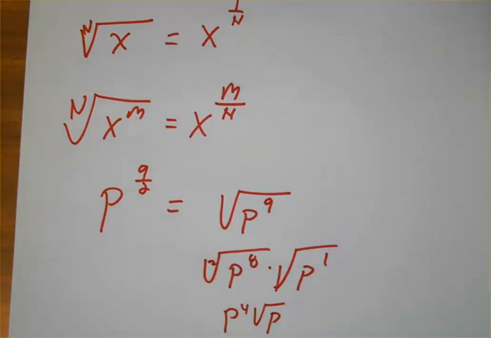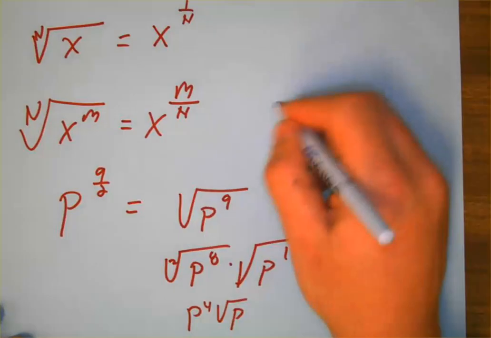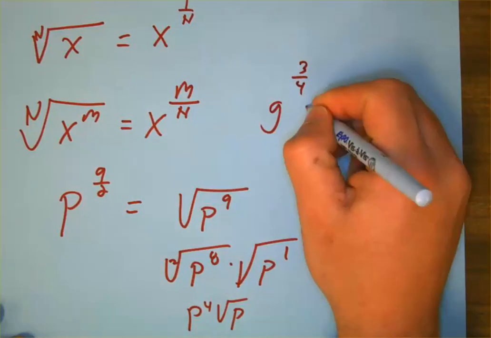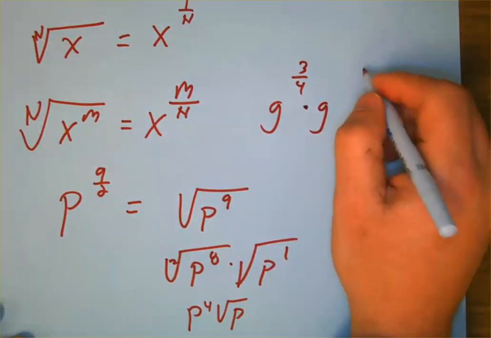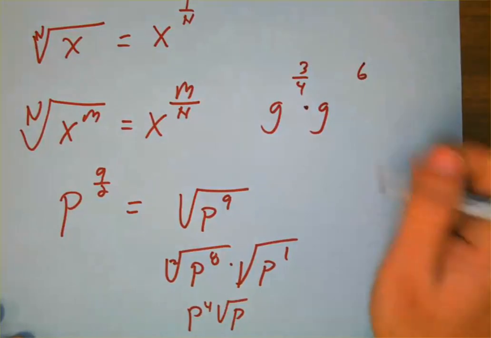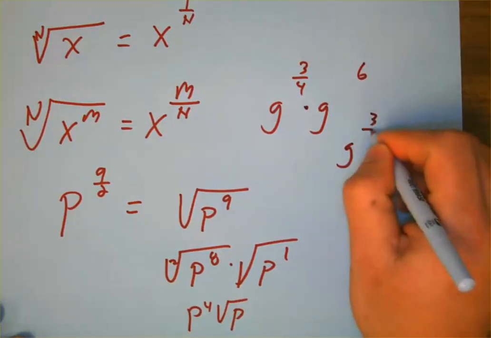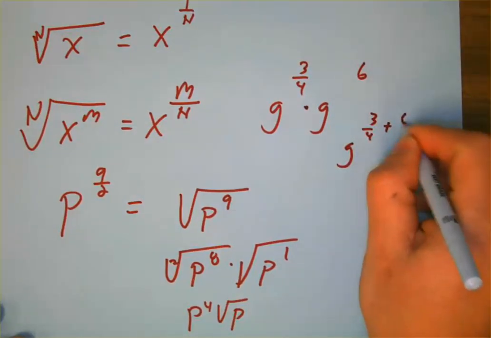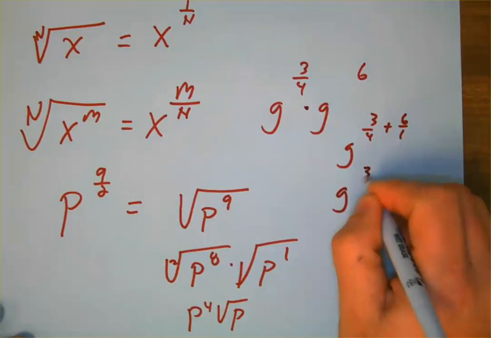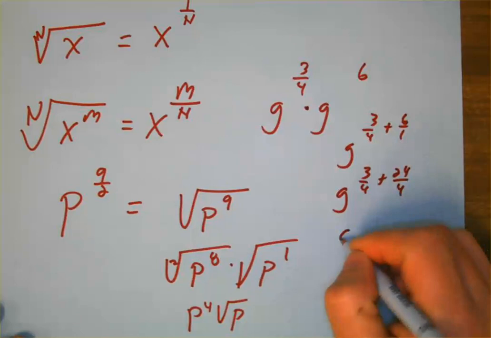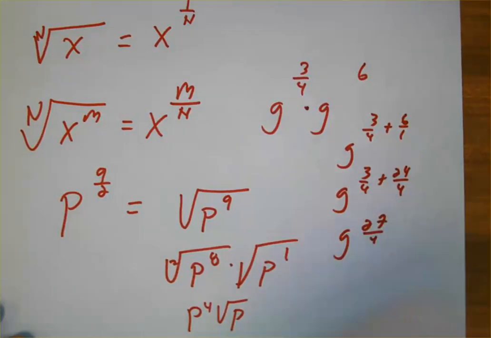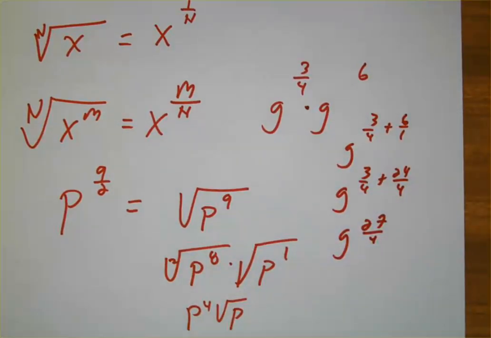But really the whole idea is that you can use all your rules of exponents. So if you have something like g to the 3/4 times g to the 6th power, you can go g to the 3/4 plus 6 over 1 power. So you're going to go g to the 3/4 plus 24 over 4. So g to the 27 over 4 power. That's it. That's how that works.